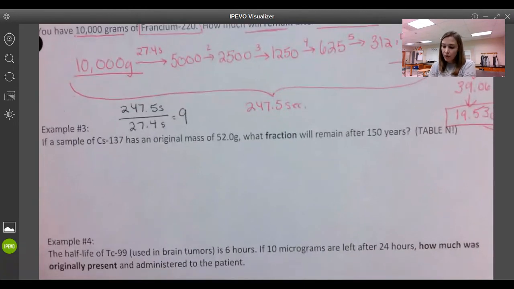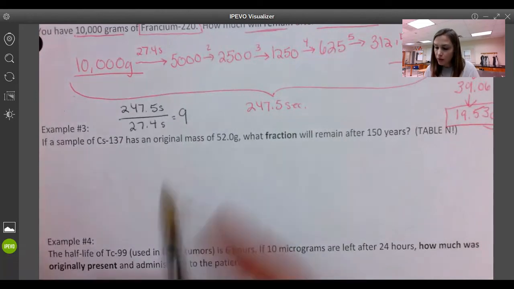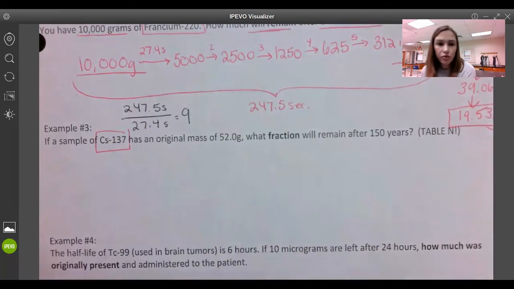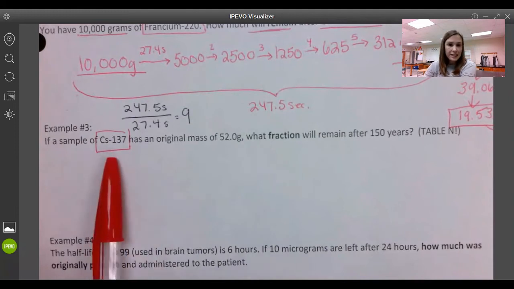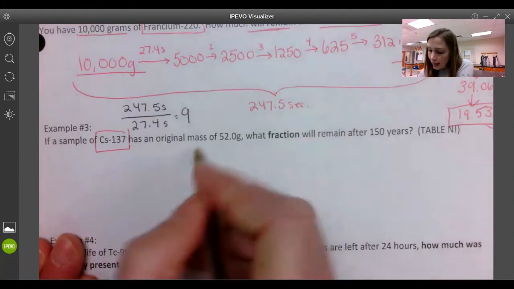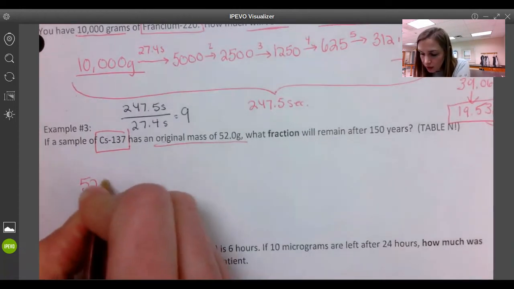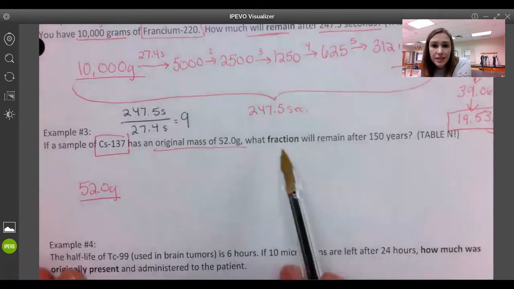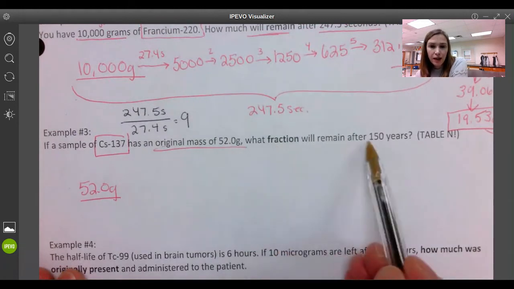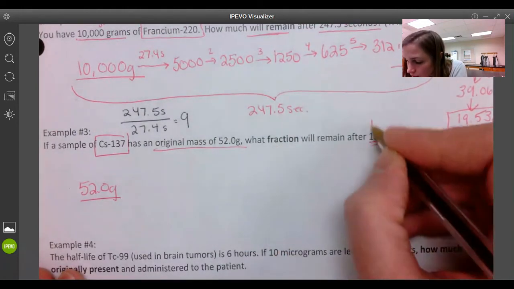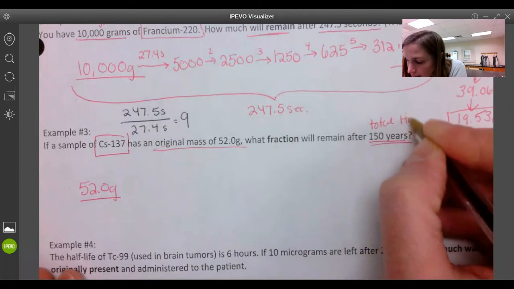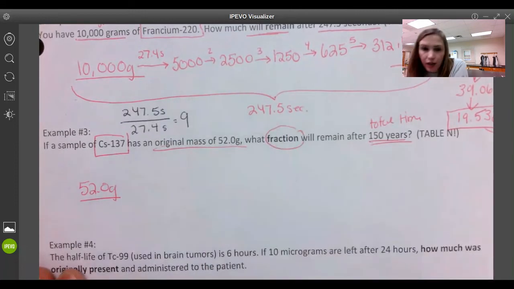In our third example, this is saying that I have a sample of cesium-137, so that's probably going to give us our half-life, the fact that it identified what isotope I have. It has an original mass of 52 grams, so I'm starting with that. It says, in this case, what fraction will remain after 150 years? So this is my total time. Now, in this case, it's talking about the fraction.